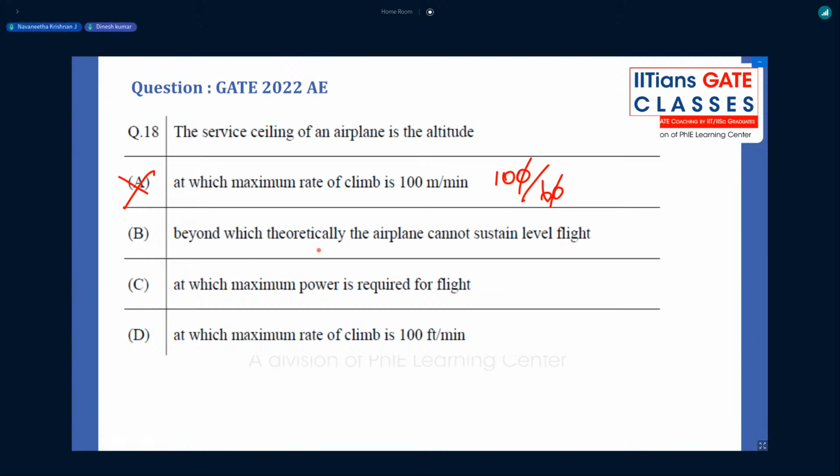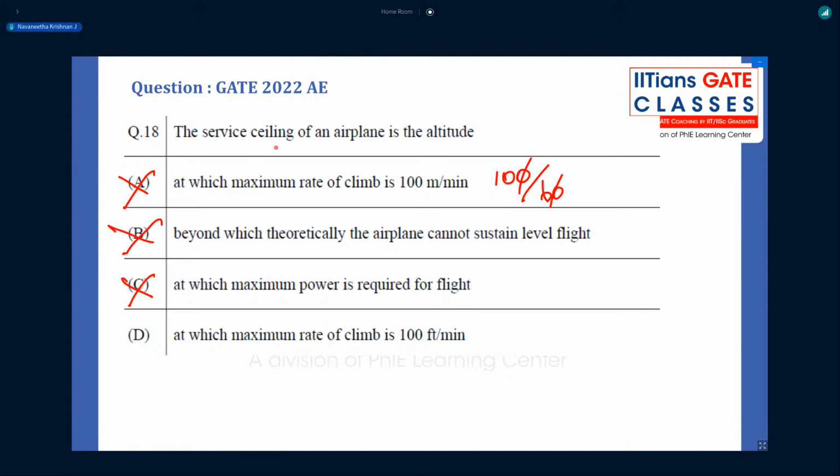Option B, beyond which theoretically the airplane cannot sustain steady level flight. Beyond the aerodynamic ceiling, that is the absolute ceiling altitude only, the aircraft cannot even sustain level flight. So this option is also wrong. This is not the definition of service ceiling. Next, at which the maximum power is required for the flight. Beyond service ceiling, there is an absolute ceiling. Absolute ceiling only requires more power. At absolute ceiling only, power required is maximum. So this is also a wrong option.